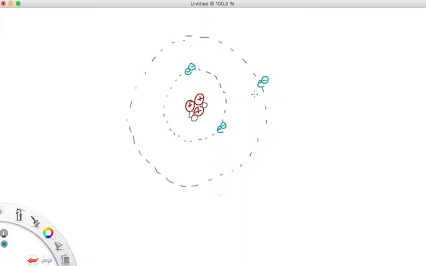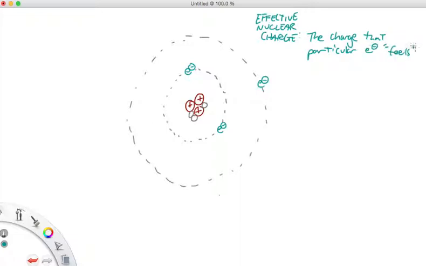Okay. Now, effective nuclear charge is defined like this. It's the charge that a particular "electron," I'll put in quotes here, feels. It's given to you with this formula, and I'll just write the formula out right here. It's like this. It's kind of weird.